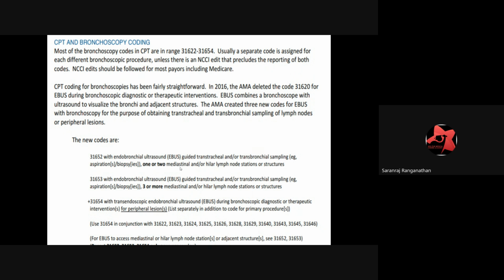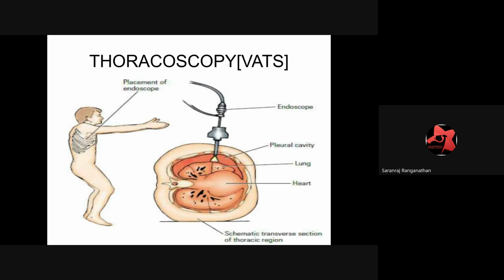Here, one or two mediastinal or hilar lymph node stations or structures. This one is the same, three or more mediastinal or hilar lymph node stations and structures. And the third one is an add-on code for the same, along with that, when they are doing bronchoscopic diagnostic or therapeutic intervention for the peripheral lesions. Okay, so this is an add-on code. Like that, they have given new codes for that.